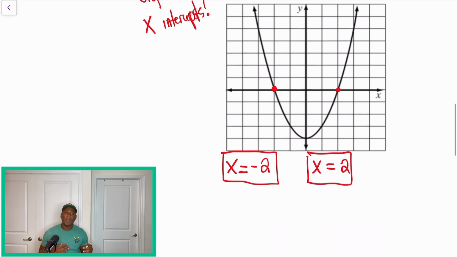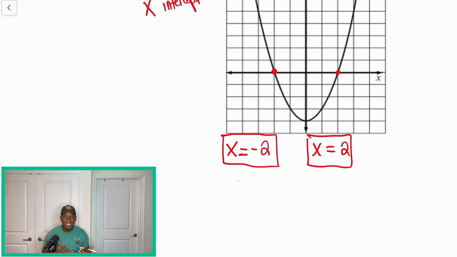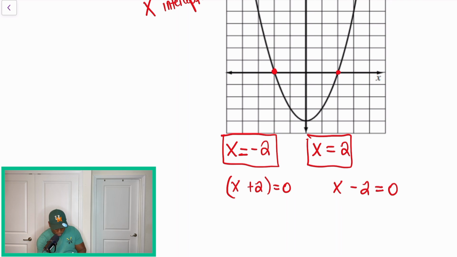So remember, guys, I already knew about setting it to 0. So let's just say I did that, right? We have x plus 2, because that's what it'll be, is equal to 0. And we have x minus 2 is equal to 0. So when we go and we figure everything out, guys, we know that we're going to get x is equal to -2 and x is equal to +2.